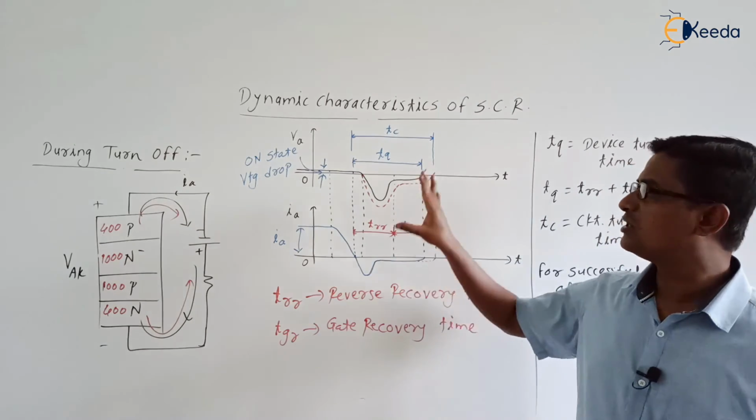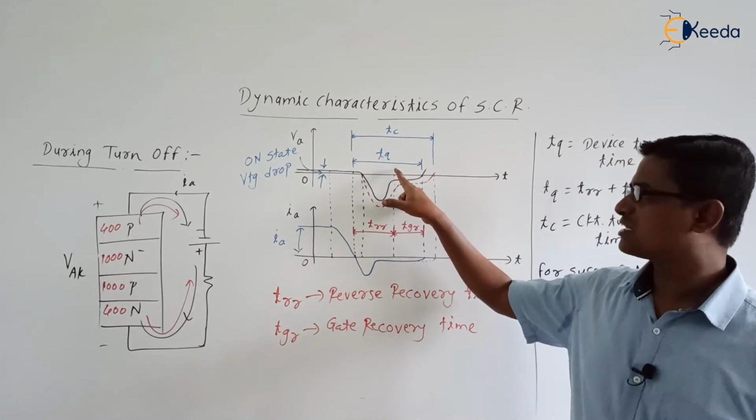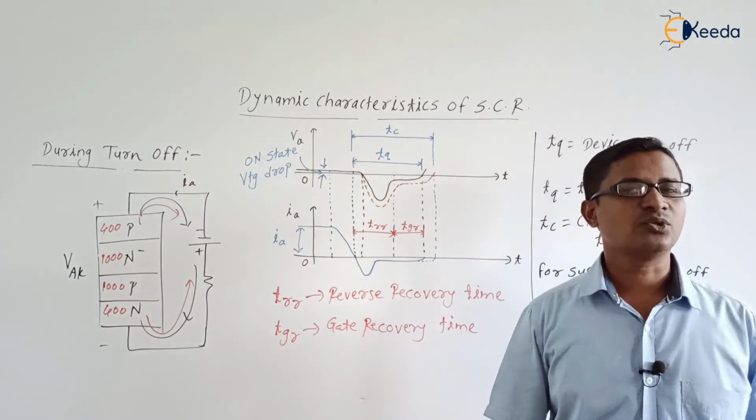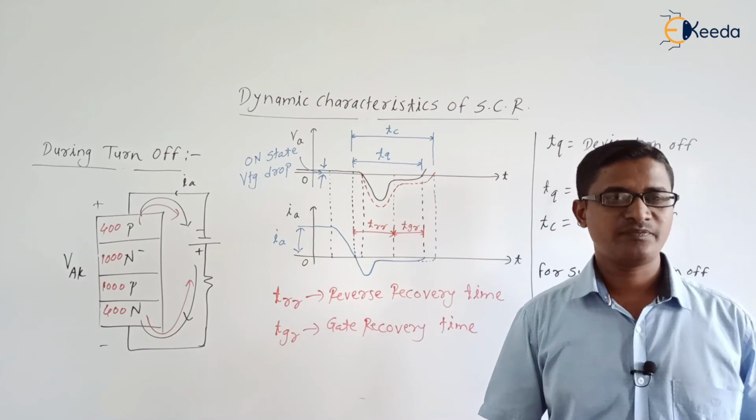So this is about the dynamic characteristic of the SCR. TRR plus TGR is equal to TQ, the device turn off time, and TC is the circuit turn off time. In the next video we will discuss the numericals based on this concept. Thank you.